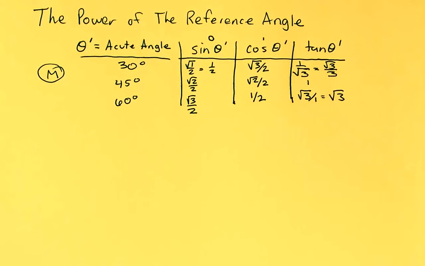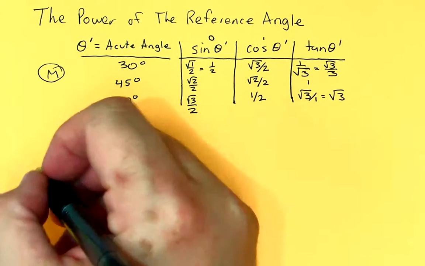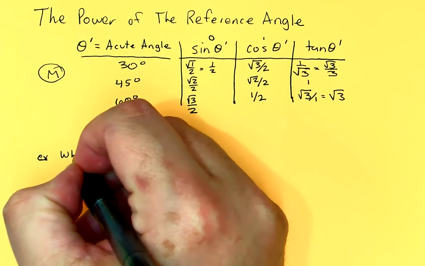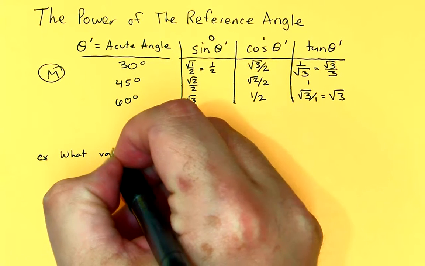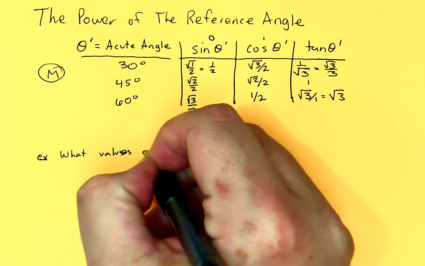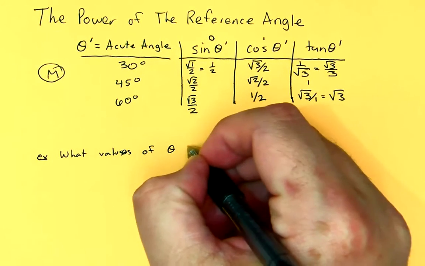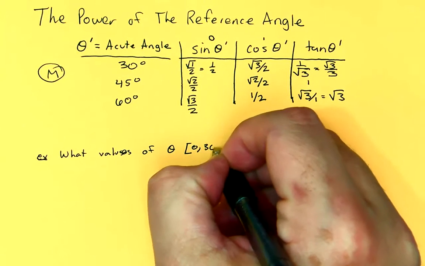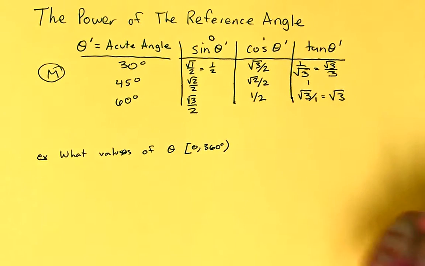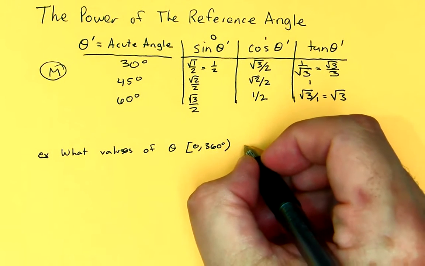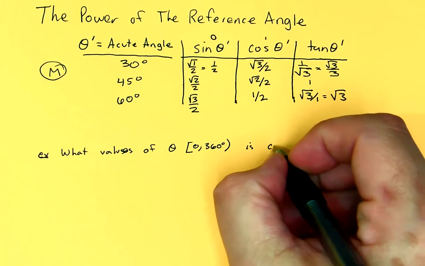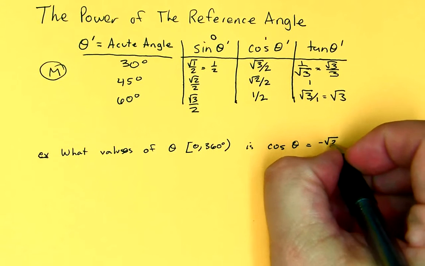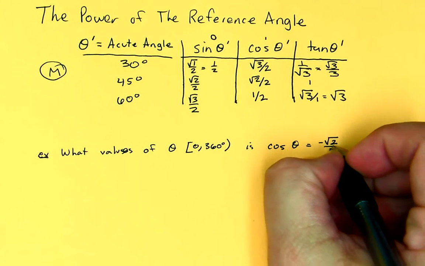But now, when we're dealing with reference angles, let's say we ask this question. What values of theta, which is between 0 and 360 degrees, is the cosine of theta equal to the negative square root of 2 over 2. Alright.